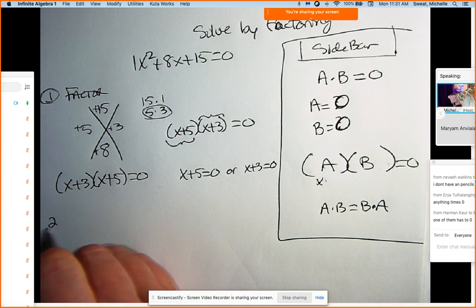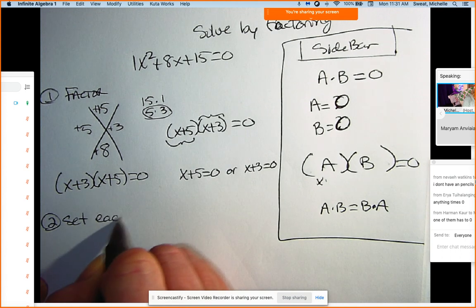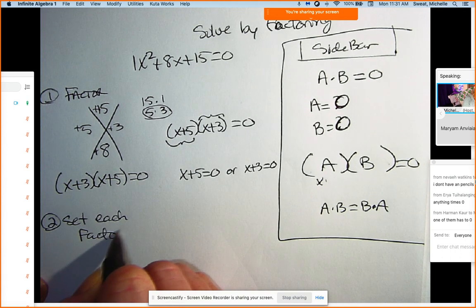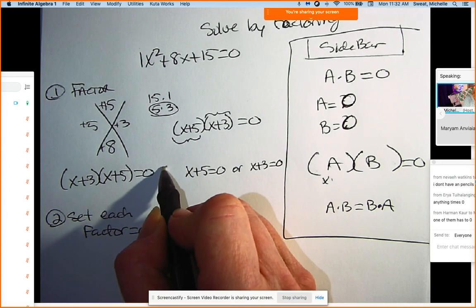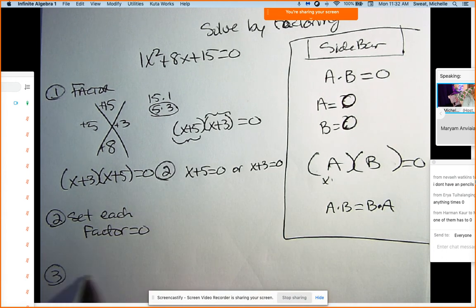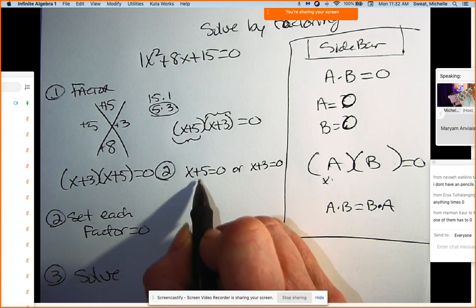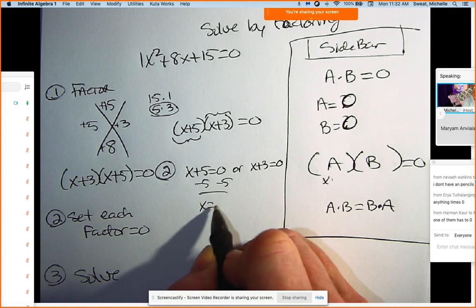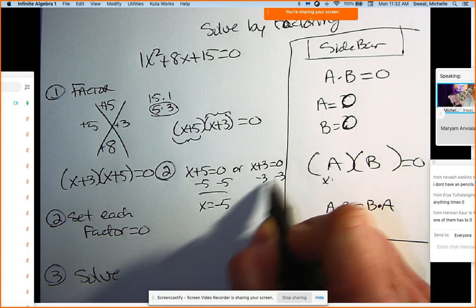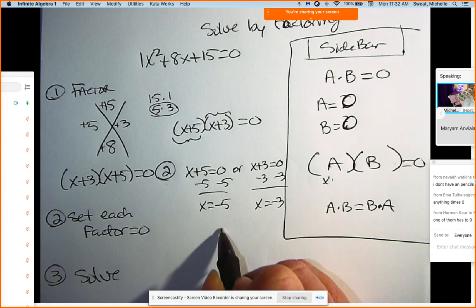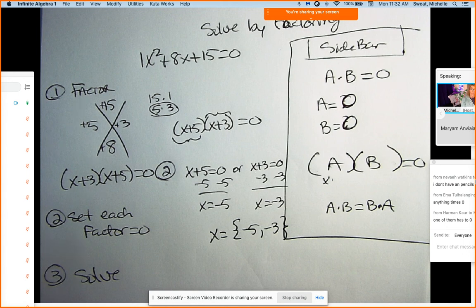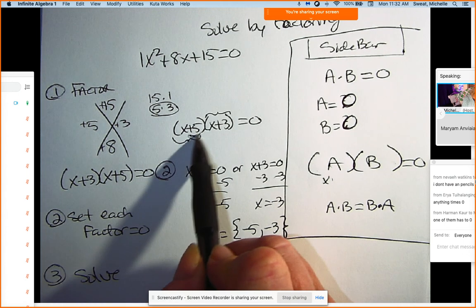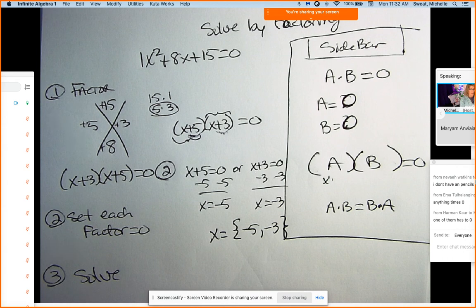So step 2 is set each factor equal to 0. What I mean is each paren. Okay, so this is step 2. And step 3 is to just solve. And today they'll be quite simple. Here I subtract 5, and I get x equals negative 5. And here I subtract 3, and I get x equals negative 3. And so you would write your answer like this. The way they're going to write it is x is equal to either negative 5 or negative 3. That's how that's written with the really pretty braces. Some people will notice it's just the opposite of these two numbers. And that literally is all it is.